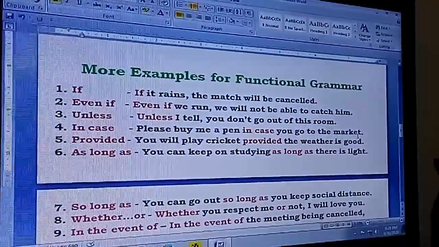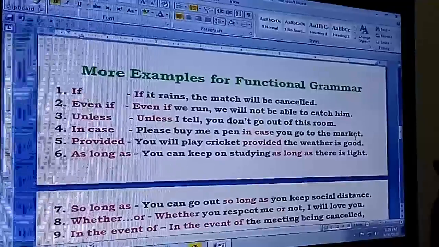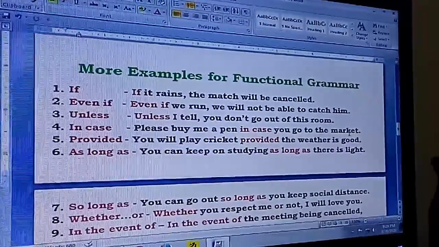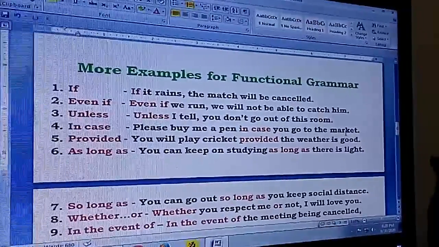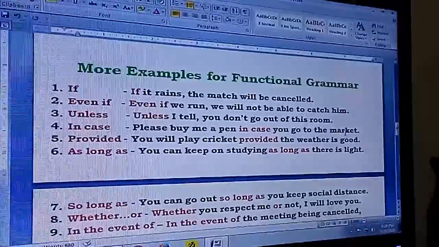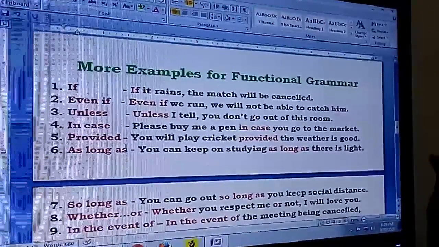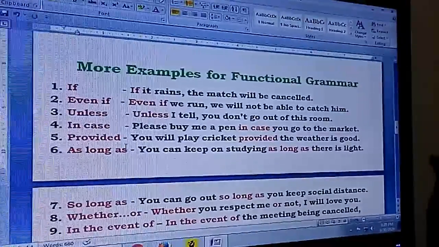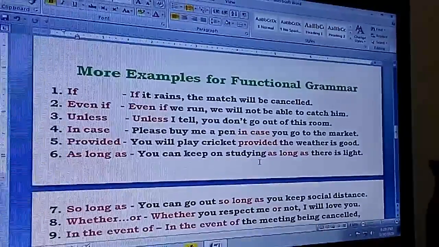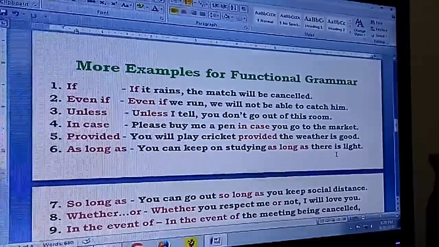I'm not asking you to buy the pen, and I'm not telling them to go to the market. In case you go to the market, you buy me a pen. Provided, you will play cricket, provided the weather is good.